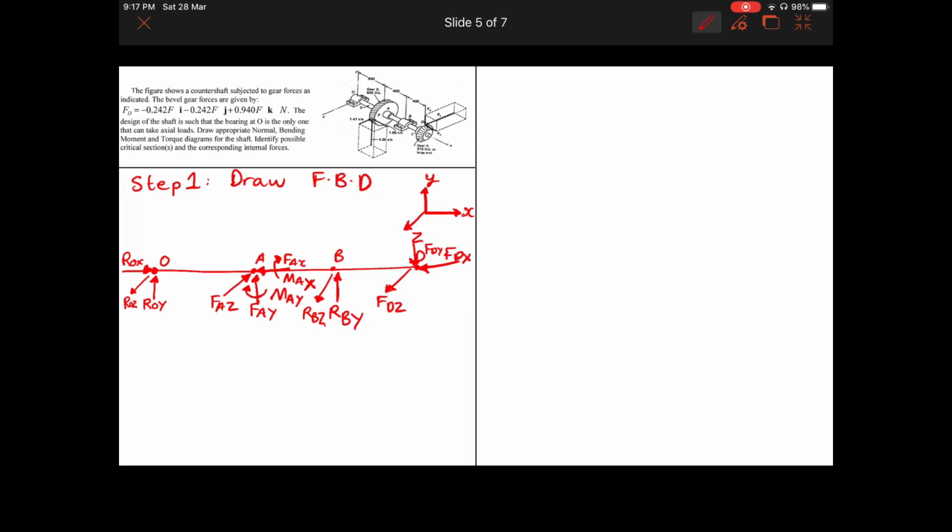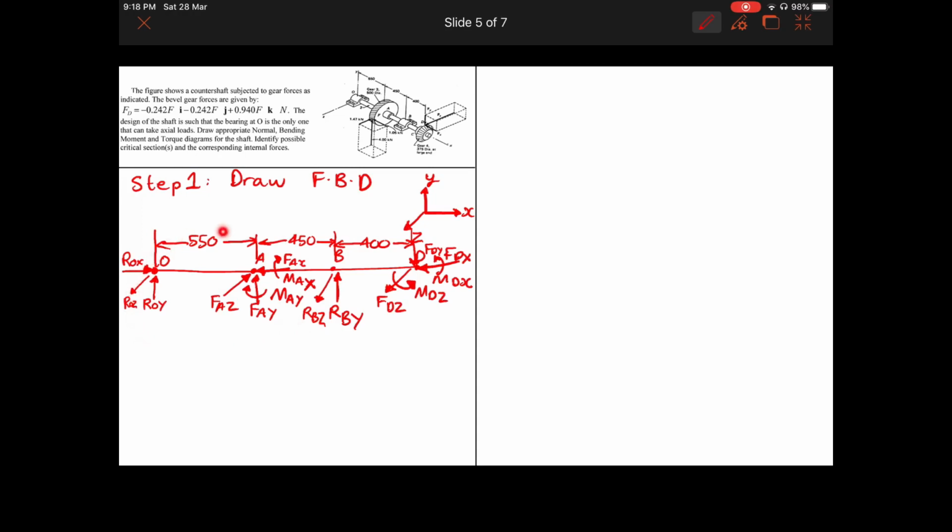So we'll have to draw it counterclockwise, so this way, and we can mention it as Mdz, and again it is counterclockwise here, and we can mention this as Mdx. So those are all the forces and moments in the free body diagram. The last thing would be to mention the distance between each point. This is 450 and the last one is 400. So this is the free body diagram in 3 dimensions.